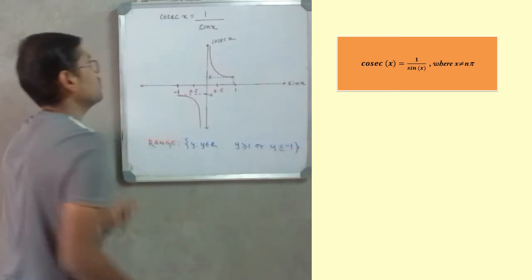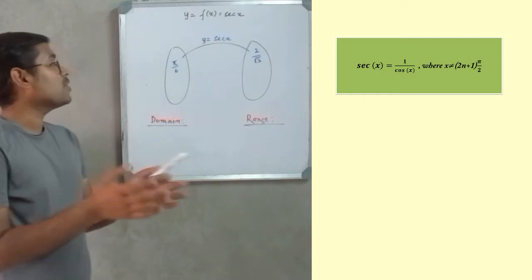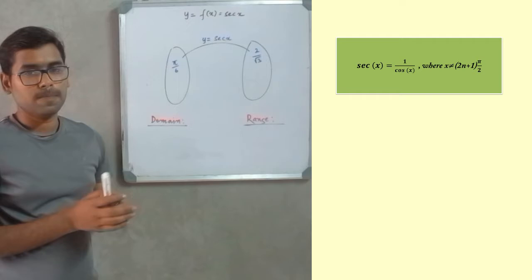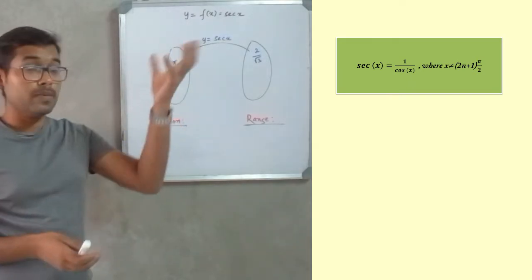So this is the range of cosec x. Guys, next we have sec x. The function sec x is defined as 1 by cos x.